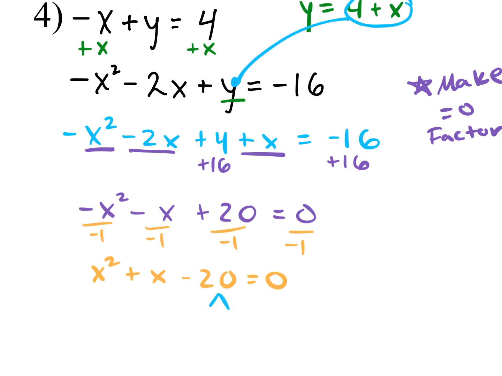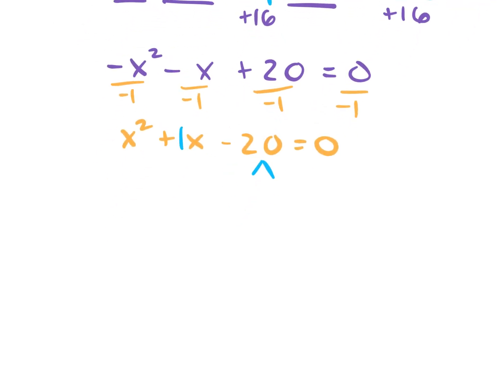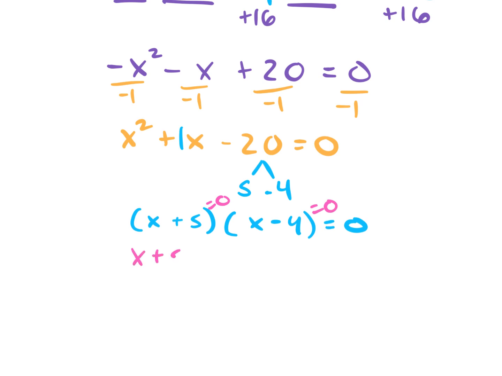What are two factors of -20 that add to 1? 5 and 4. Which one's negative? 4. Perfect. So I have x plus 5 and x minus 4 equals 0. What would I do next? Set them both equal to 0 and solve. So x plus 5 equals 0, x minus 4 equals 0. So what does x equal? -5 and 4.